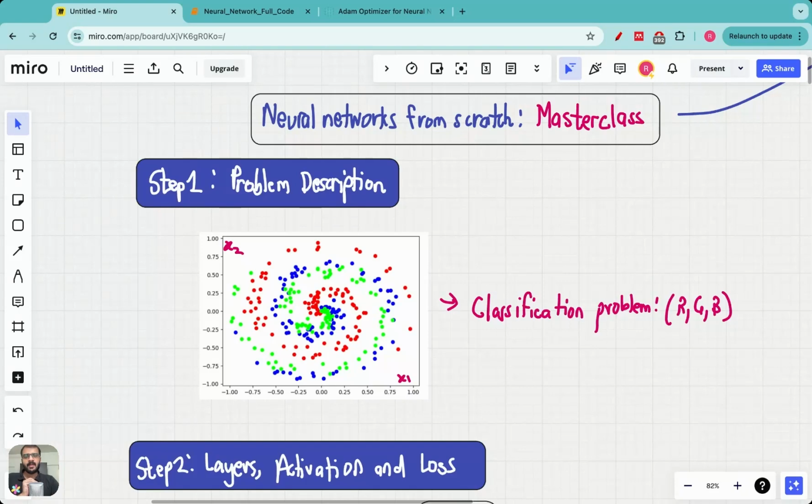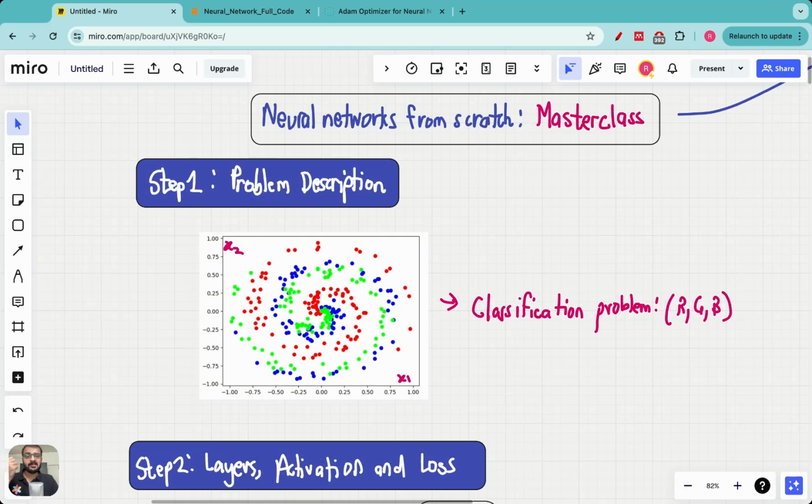Hello everyone, welcome to this video which is titled Neural Network from Scratch, a Masterclass. In this video, our main goal would be to design an entire neural network directly from the very basics, and then simultaneously we will also code it out in Python.